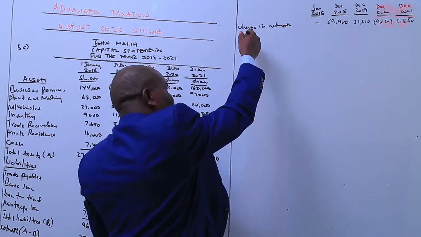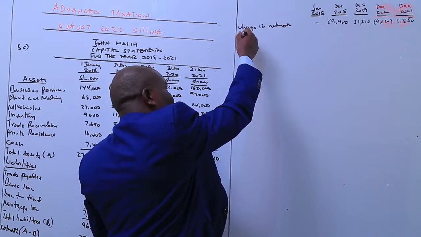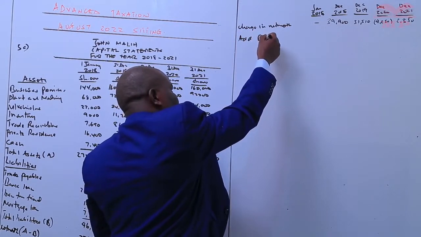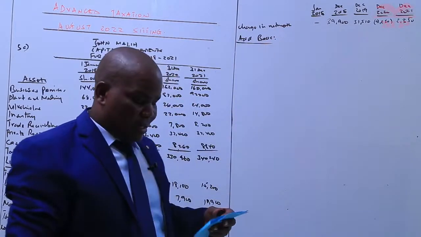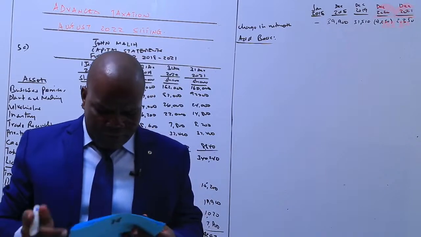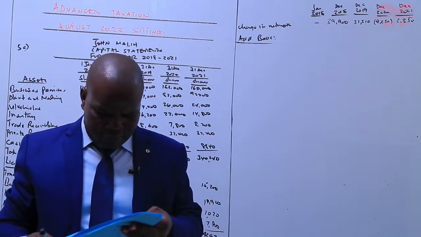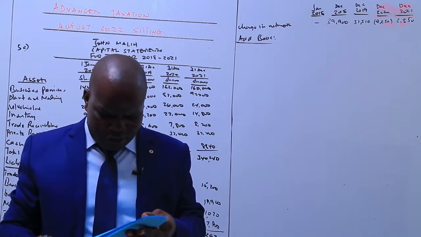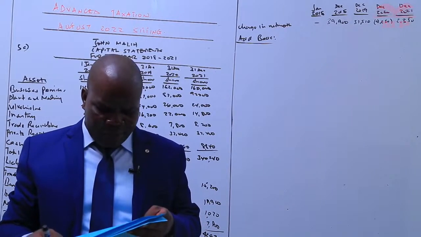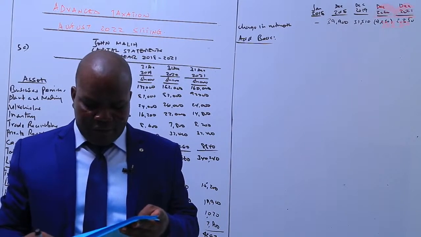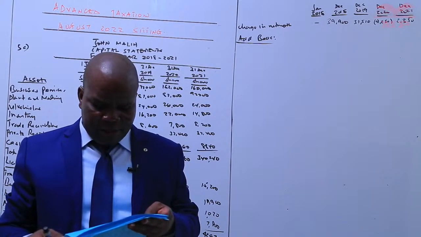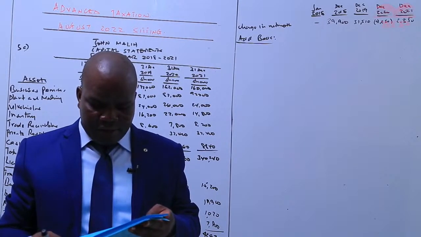So we say, first we can say add back. We add back whatever should be added back. Then we shall deduct whatever should be deducted. So move to information 3. Information 3 says his personal expenses for each of the 4 years were as follows.